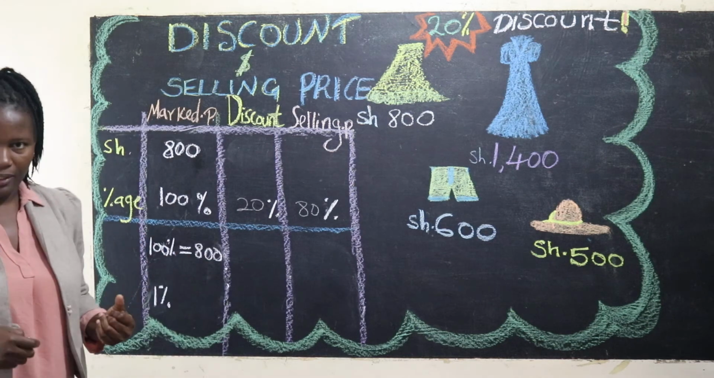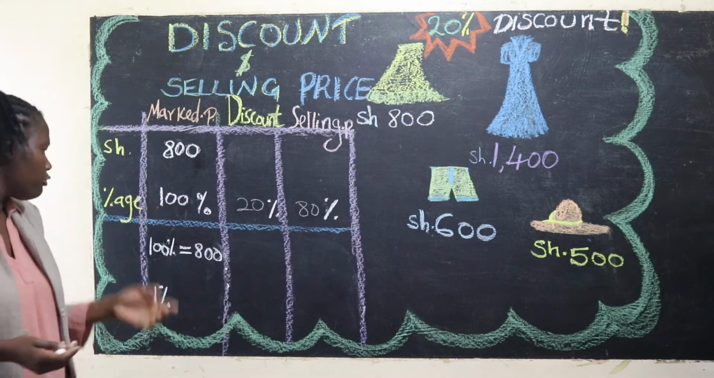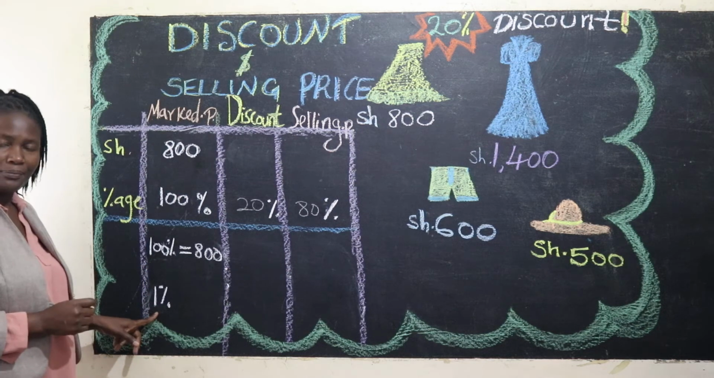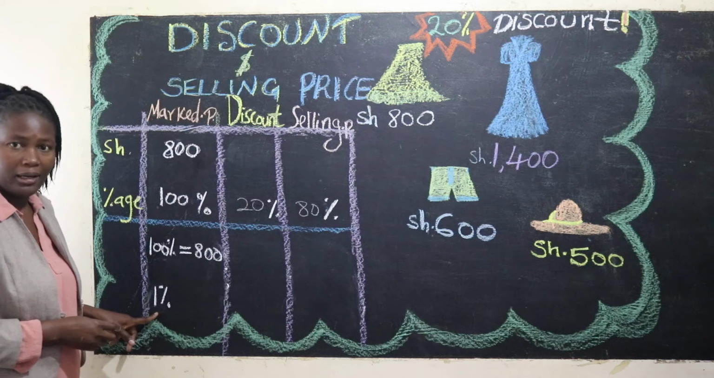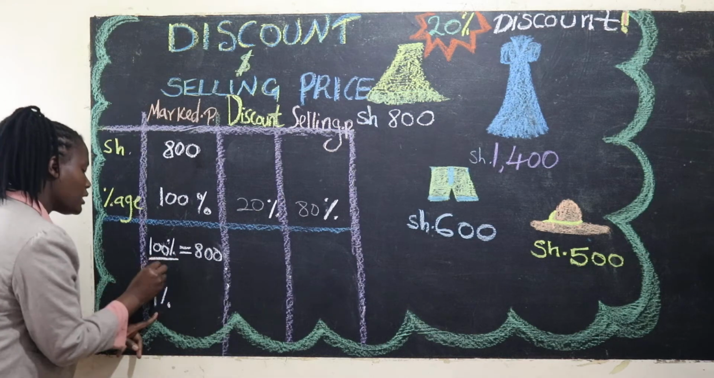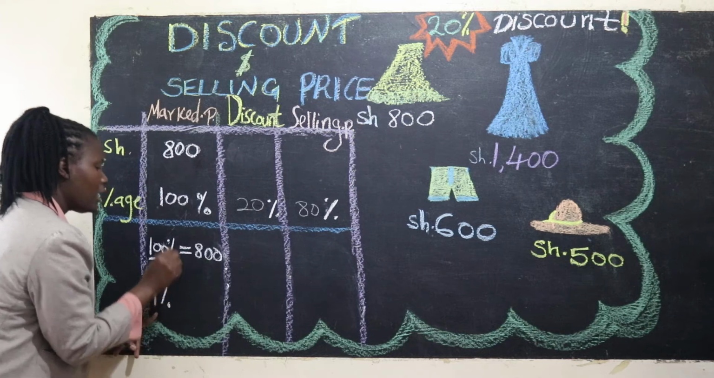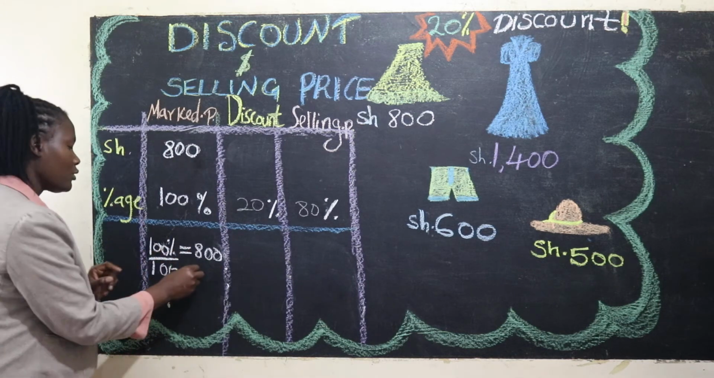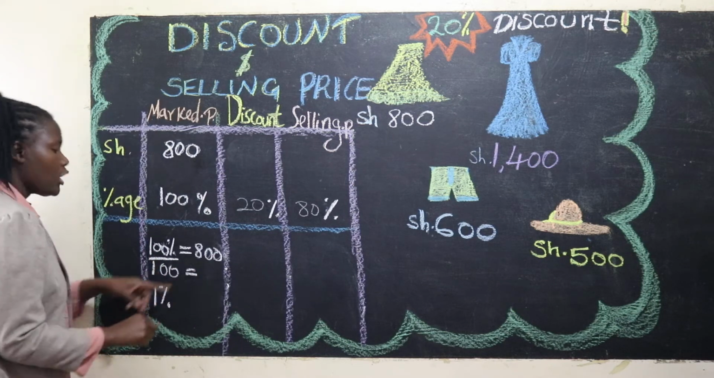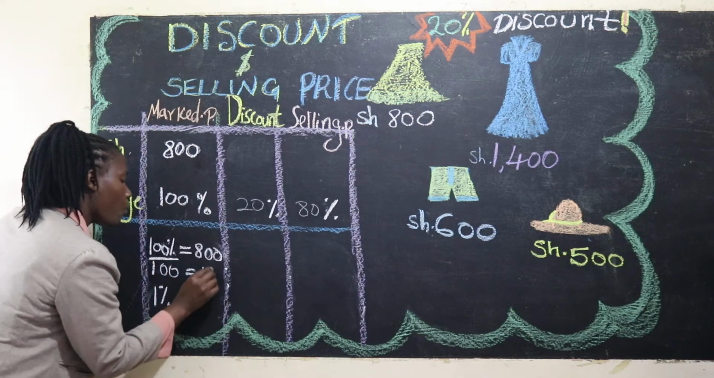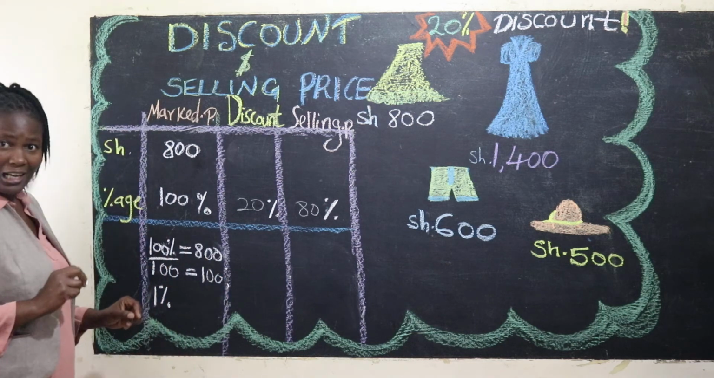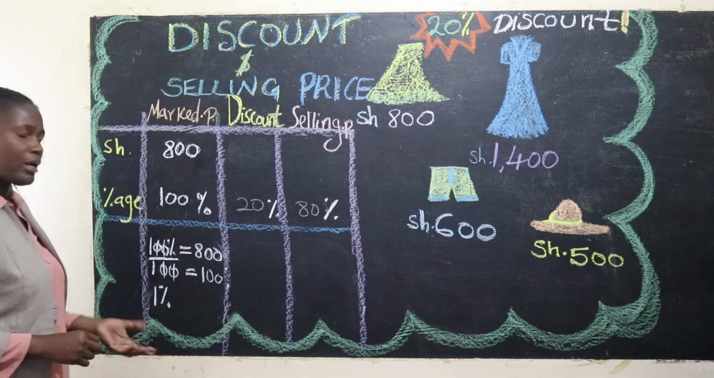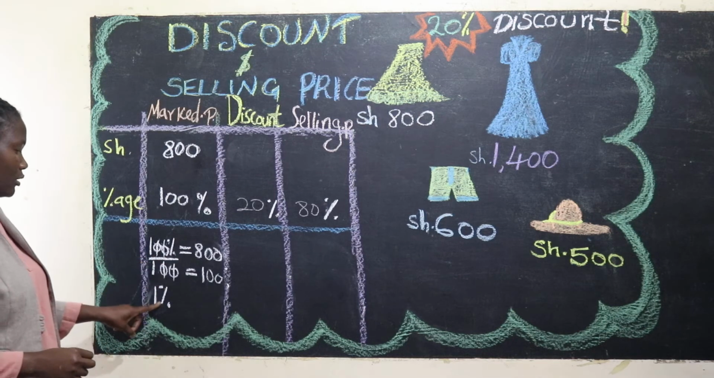We have to ask ourselves, how did we move from 100% to just 1%? We divided by 100. So equally we divide by 100, and what we do on this side, we must do on the other side of the equal sign to make both sides equal. So this side we also put 100. Let's start cancelling. 0 goes with 0, 0 goes with 0, and you see we have 1% here.